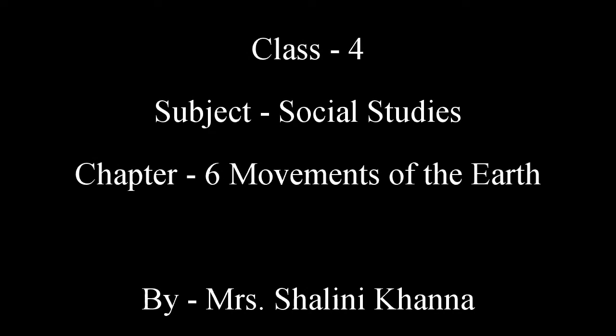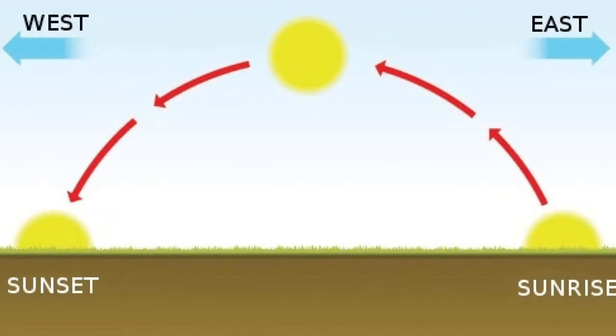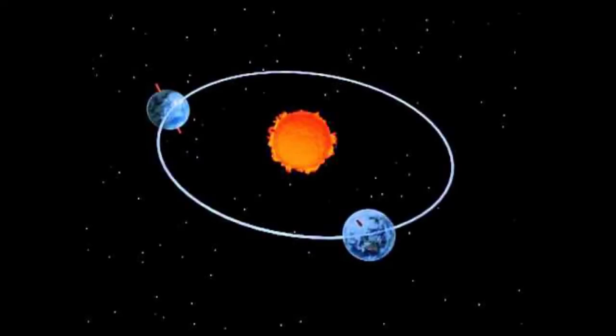Get ready for the new chapter of Social Studies: Movements of the Earth. Every day we notice that the sun rises in the east and sets in the west. It appears that the sun is moving continuously from east to west. In fact, the sun is stationary and the Earth is moving around it.